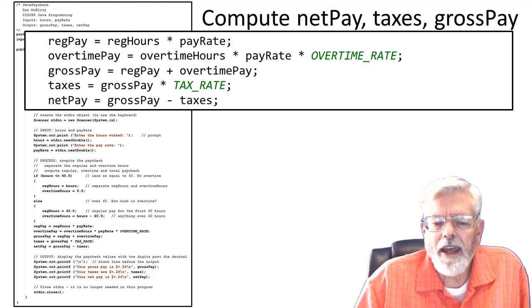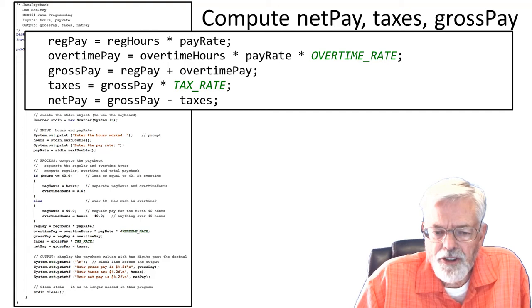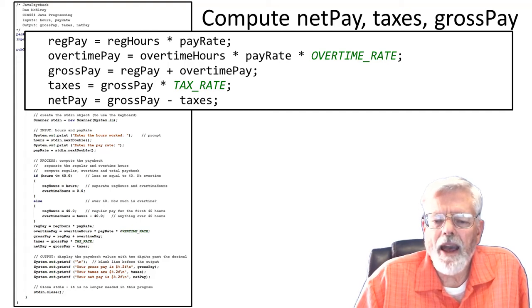Taxes are based on the tax rate defined at the top of the program. Net pay is anything that's left over from the gross pay after the taxes have been deducted.